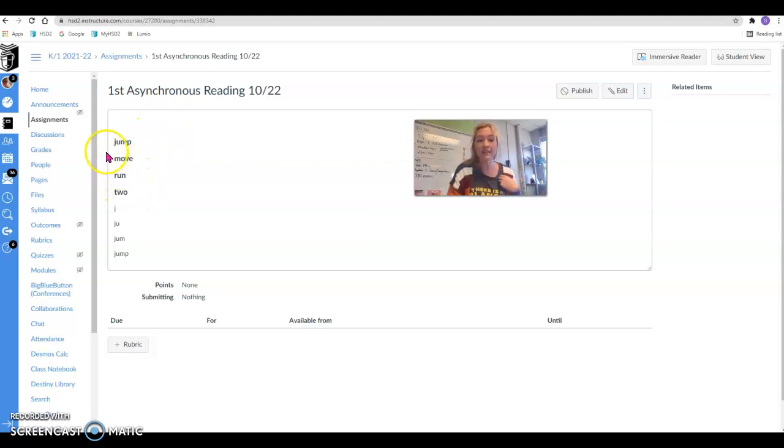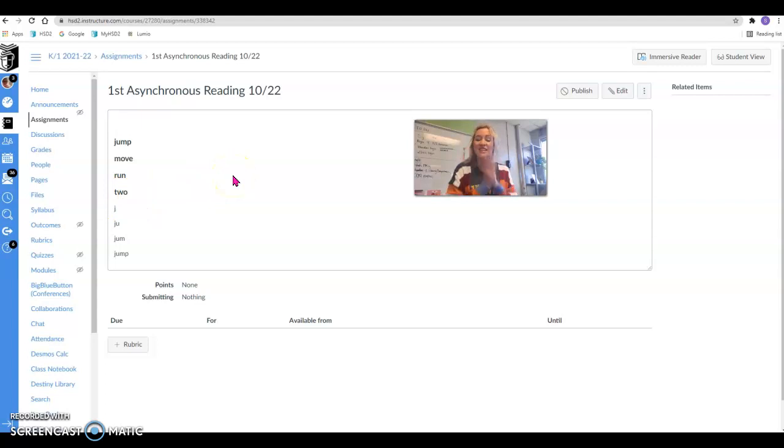Let's read them. Ready? My turn. Jump. Your turn. Read. Good. My turn. Move. Your turn. Read. Good. My turn. Run. Your turn. My turn. 2. Your turn.